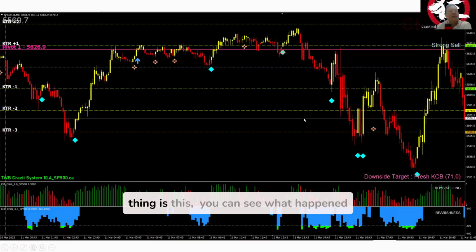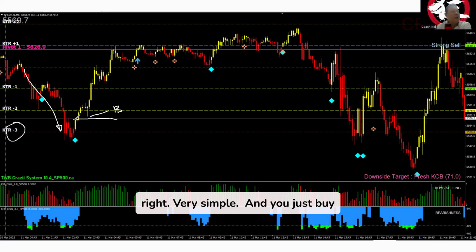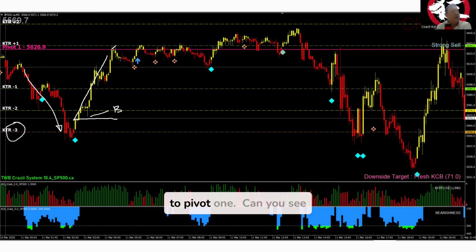All right, so you can see what happened over here. Initially, gold came down first, but hit KTR -3 very nicely, and then there's a diamond over here, you draw. So you just have to go into buy here. All right, very simple. And you just buy all the way to pivot 1. Can you see that? Very, very nice. So this is how you do this thing here.